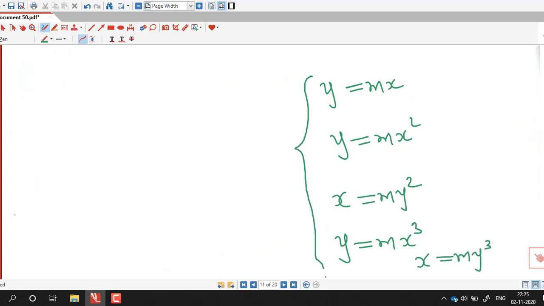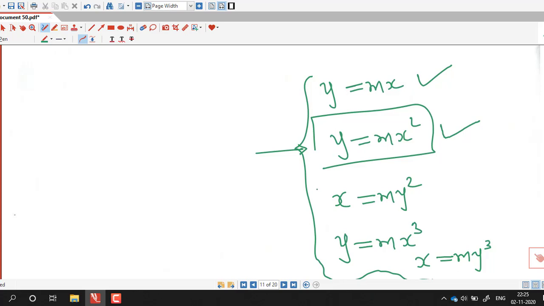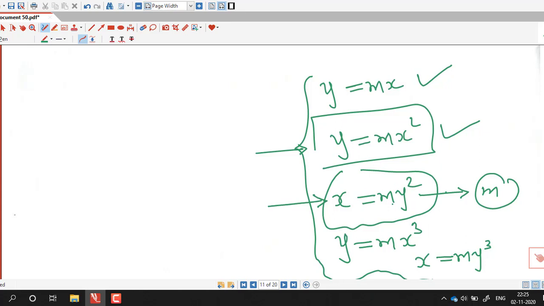So along these different types of paths, you have to mention the path along which the limit does not exist. You don't have to show it along all the paths. Suppose you have the same limit along y equal to mx and along y equal to mx square, but your answer along x equal to m into y square depends on m. Then it is enough to show that along x equal to m into y square the limit is dependent on m, therefore the limit does not exist.